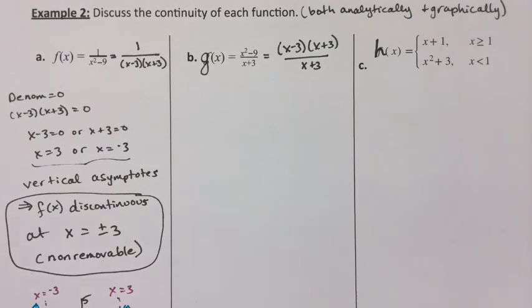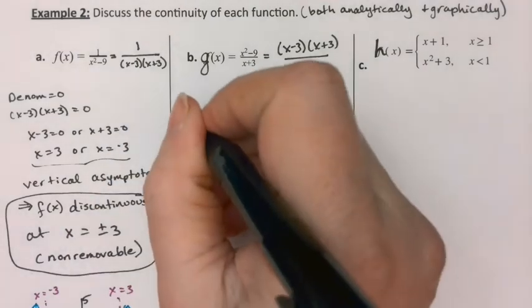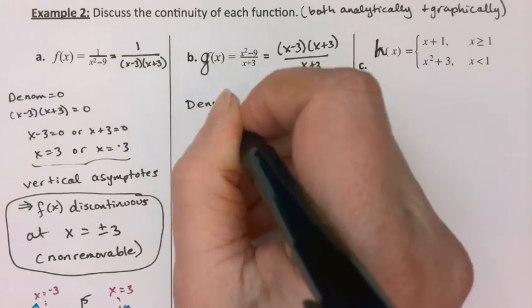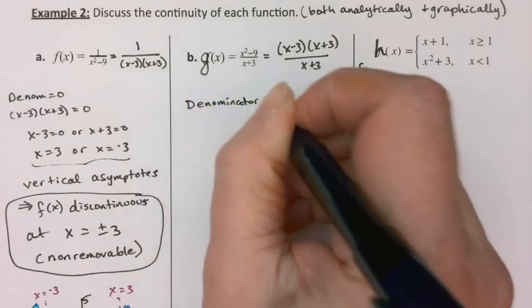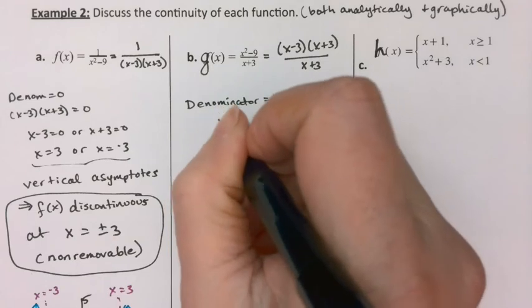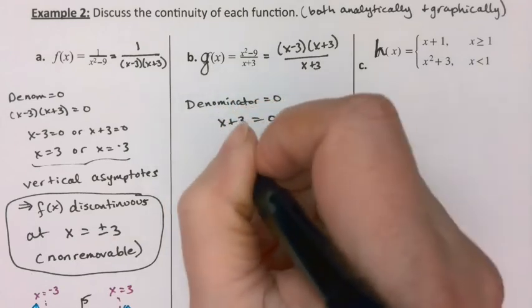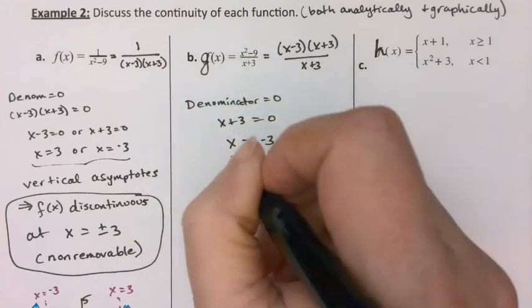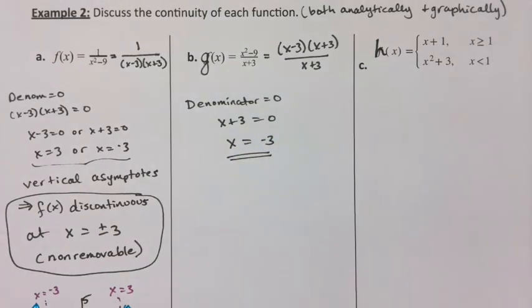Now, I'm not going to divide away quite yet. I know that discontinuities happen whenever the denominator is equal to 0. I mean, that's a big no-no. So that would mean x plus 3 is equal to 0, which means x equals negative 3. So I'm going to have some kind of discontinuity at x equals negative 3. But it's not going to be a vertical asymptote.